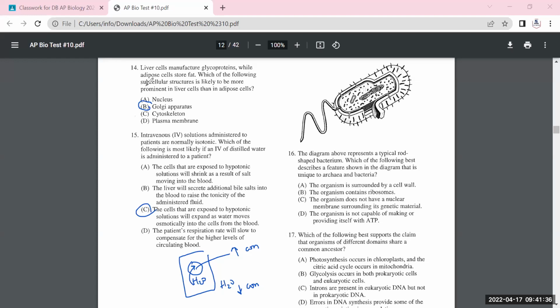Okay, which one is unique to archaea and bacteria? Remember, why are eukaryotes called eukaryotes? You being real. So, the main difference between prokaryotes and eukaryotes, what is a feature that they both have that is unique to them? I would go with does not have a nuclear membrane. No nucleus.